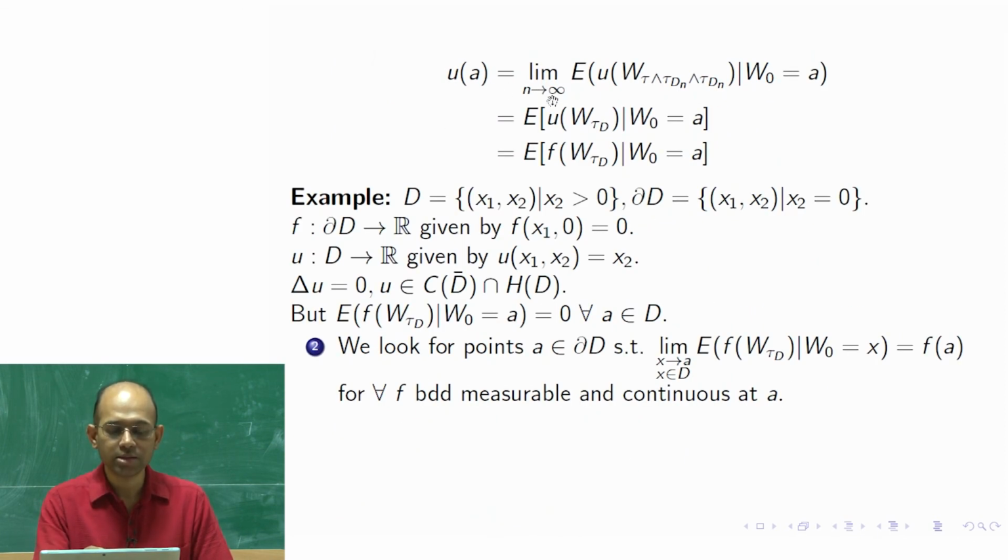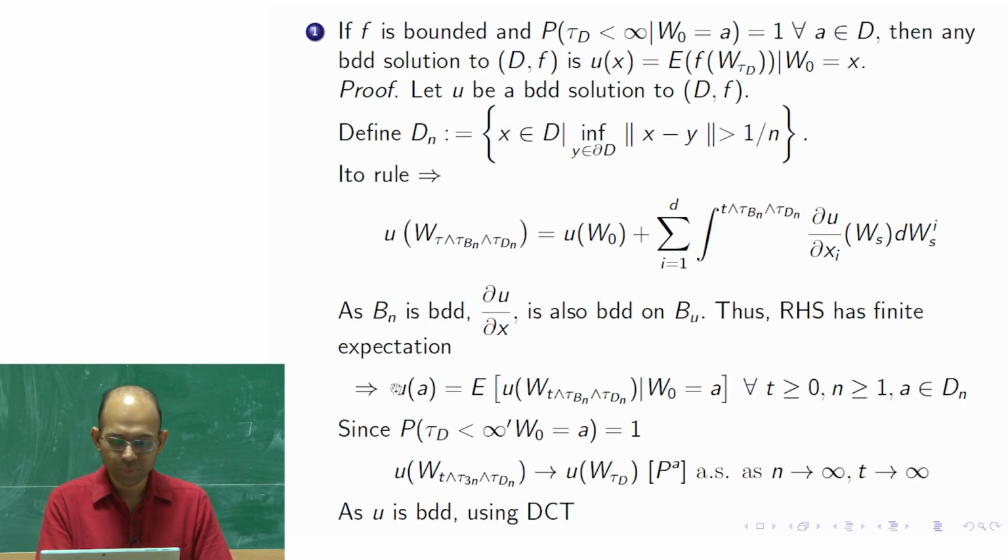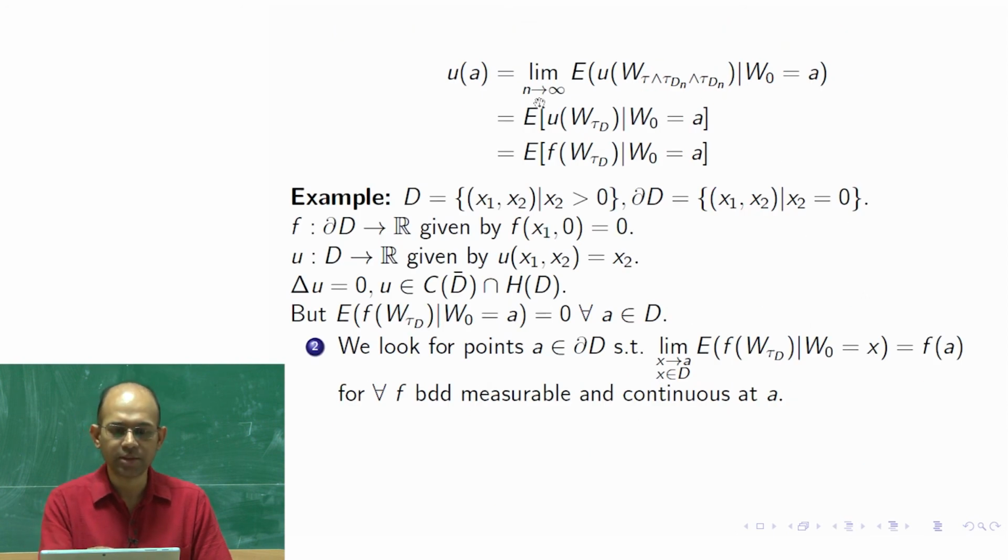So, u(a) is equal to the limit as n tends to infinity, which I can write because this is true for all possible n. So, I can take the limit as n tends to infinity here. We are doing precisely the limit as n tends to infinity of the expectation of u(W_{t ∧ τ_Dn ∧ τ_Bn}) given W_0 is equal to a. That is the expectation of u(W_{τ_D}). Using the dominated convergence theorem, DCT, we can take the limit inside, given W_0 is equal to a.